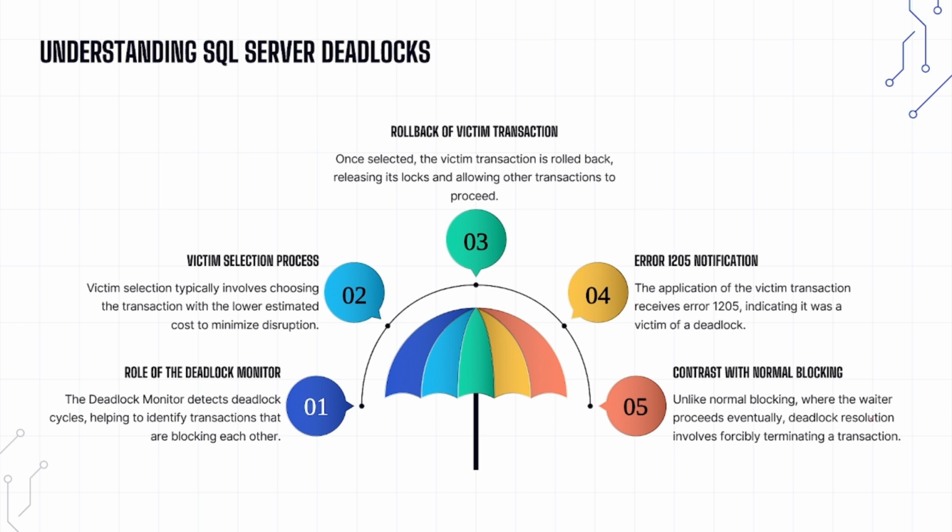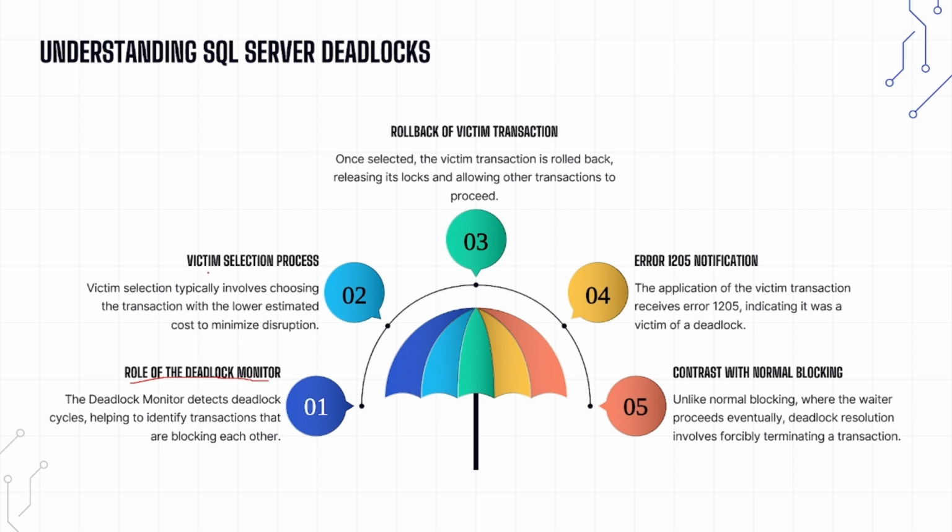So how does SQL Server actually detect and resolve these deadlock situations? Let's uncover the secrets. First is the role of the deadlock monitor. SQL Server has a built-in component called the deadlock monitor. This monitor constantly scans the system for a circular waiting pattern. It's like a traffic control system that is always on the lookout for potential jams. So it's constantly working behind the scenes to keep your database running.